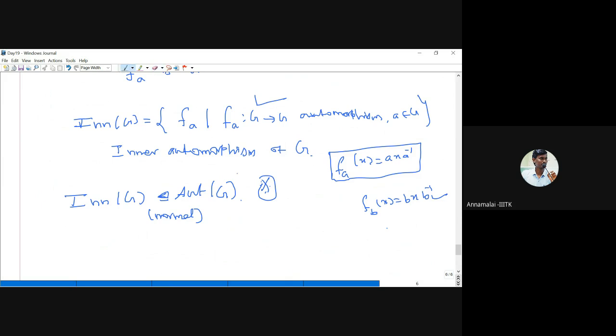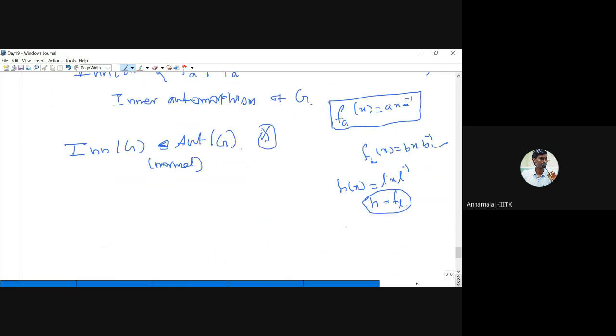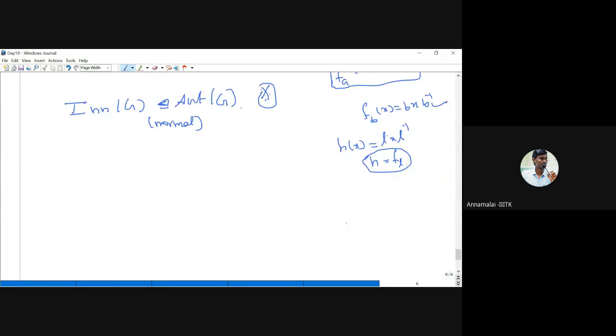Suppose we have function H of X equal to some L x L inverse, then this H is nothing but F suffix L, this inner automorphism. Now there is a relation between this inner automorphism. So every group we have inner automorphism.